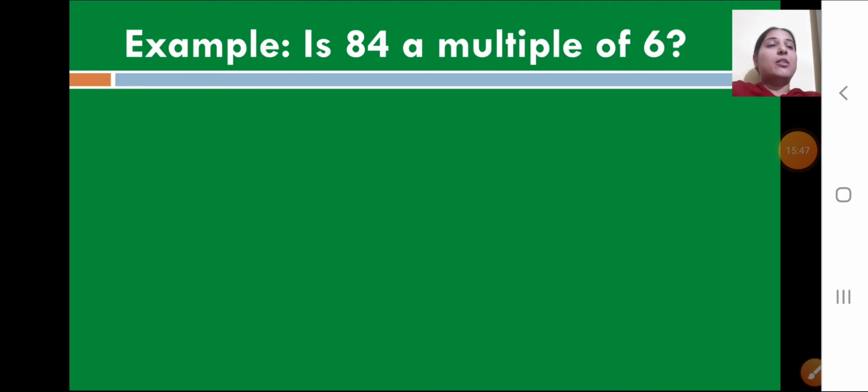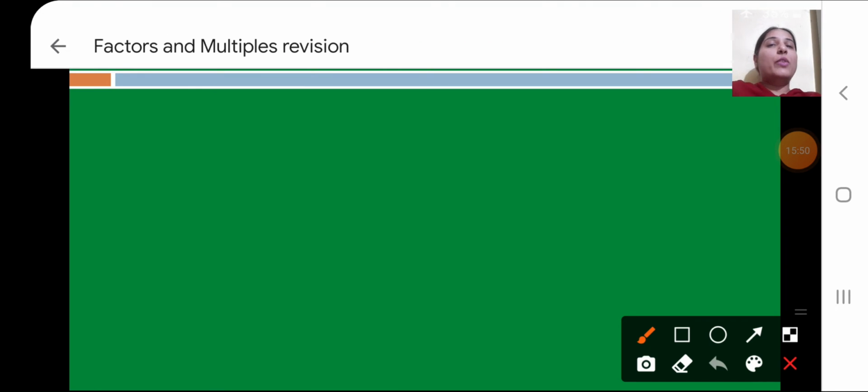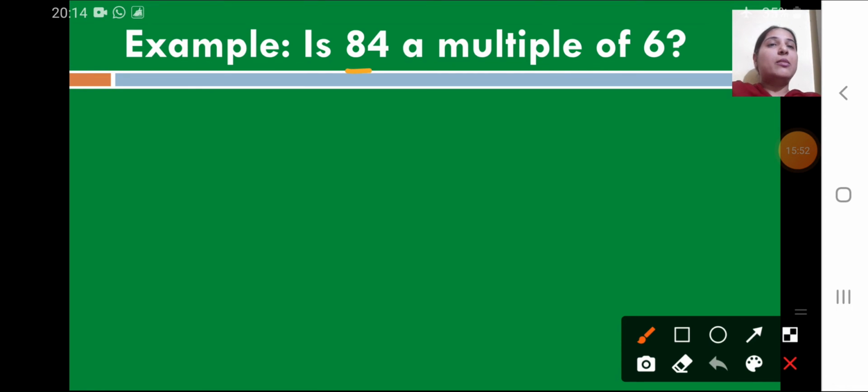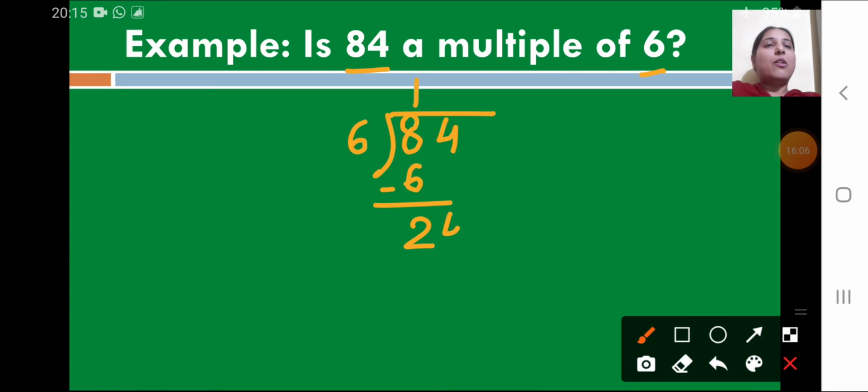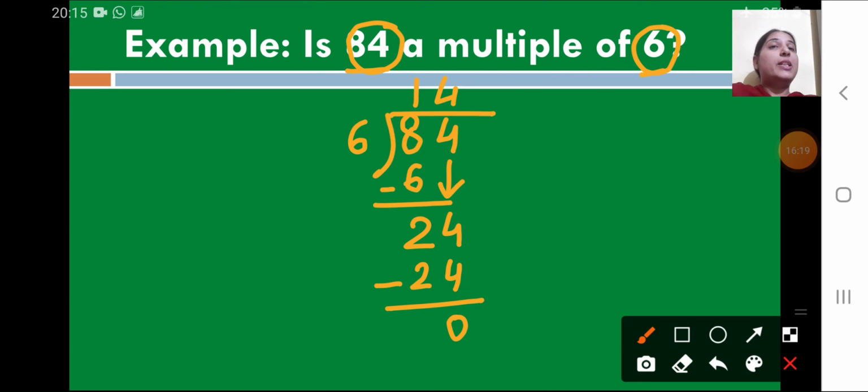So how can you find? For that, you will divide the greater number by the smaller number. So here we will divide 84 by 6. 6 ones are 6. We'll get 2 here. Now we will bring down this 4. 6 fours are 24. So it is completely divisible. This 84 is completely divisible by 6. So yes, number 84 is a multiple of 6.